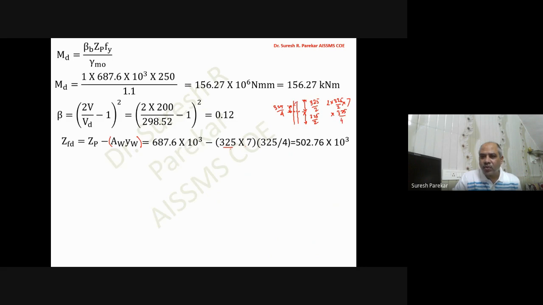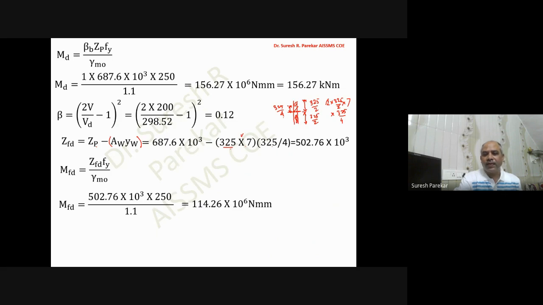So 2 times means we have to take the moment of this about the center, and similarly the moment of this about the center. Therefore the 2 gets cancelled, and we have directly written it as 325 into 7 into 325 by 4, and that gives me the value of ZFD as 502.76 into 10 raised to 3. From this we have MFD as ZFD Fy upon gamma MO, which will be 114.26 kilonewton meter.